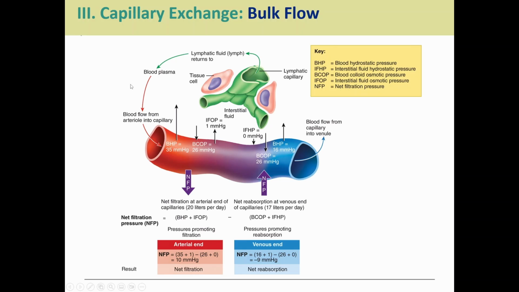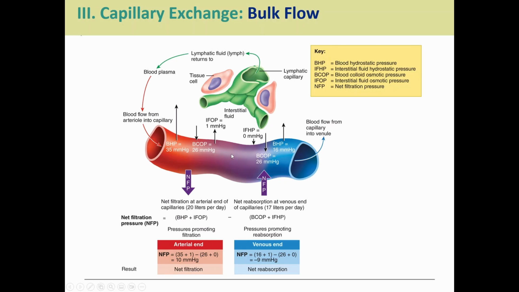So here we go, making our way through. Here's our blood hydrostatic pressure, or BHP, it's 35. Our BCOP, our blood colloid osmotic pressure, is 26. 35 plus the 1 IFOP is 36, and we have nothing going on the other end. Our IFHP is not there, and so we see that 35 plus 1, 36, minus the 26, is 10. It's a positive number. We're filtering out. Things are being pushed out more.